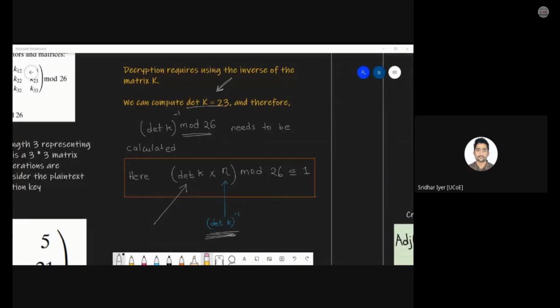Is it clear? Is the concept clear? Anyone might ask you why we do mod 26. So I just shed light on that particular topic. Why we go for mod 26? Why not something else? Fine. Is it clear?